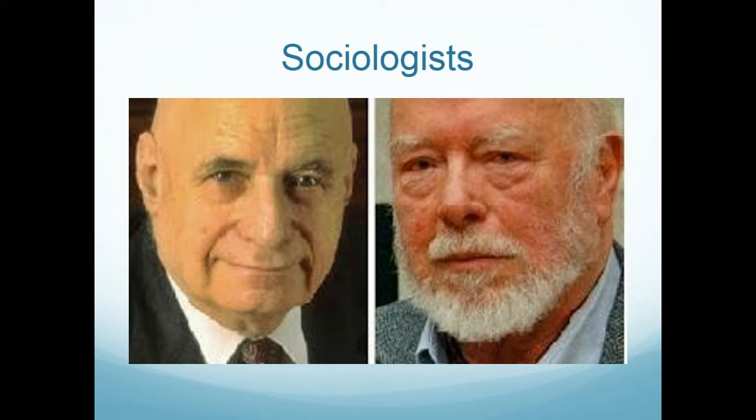Peter L. Berger and Thomas Luckmann's 1966 book The Social Construction of Reality explains the link between knowledge and human relationships. Social constructionism is a theoretical approach which regards certain aspects of human experience and knowledge as originating within and cultivated by society or a particular social group, rather than existing inherently or naturally.